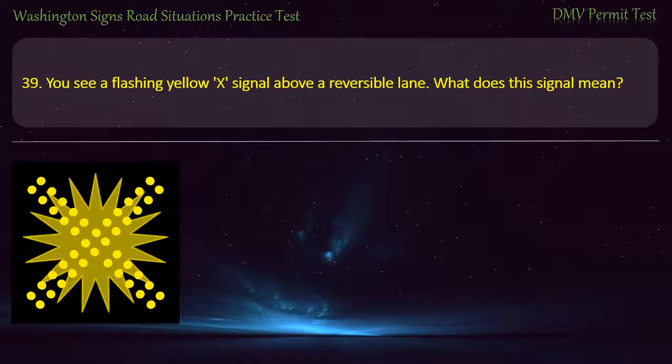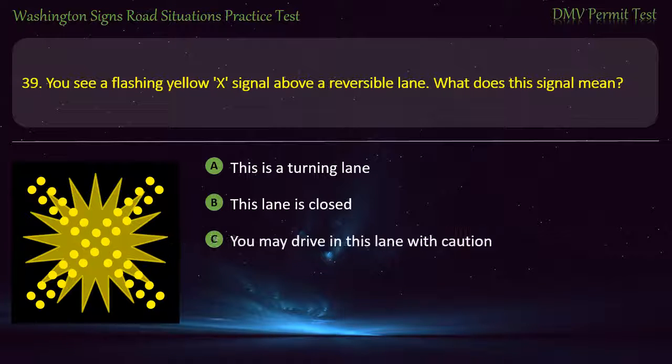Question 39. You see a flashing yellow X signal above a reversible lane. What does this signal mean? This is a turning lane. This lane is closed. You may drive in this lane with caution. Vacate the lane, it will close shortly. Answer. This is a turning lane.